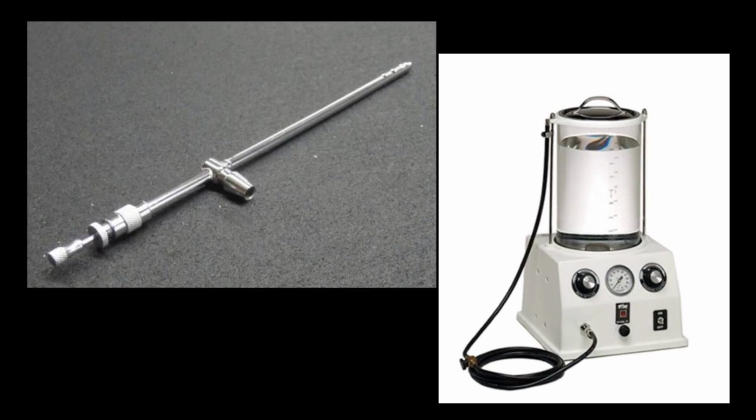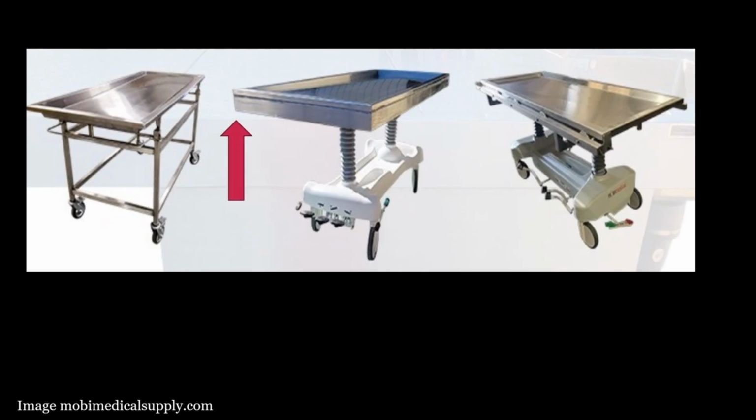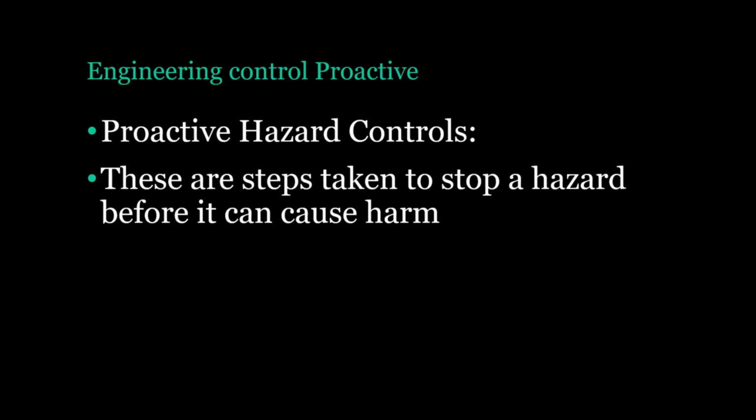Thinking about the height of the table and having an engineering control to be able to change the height is a factor in making sure we don't cause musculoskeletal damage to ourselves. Either using hydraulics or a manual table, you want to change the height.